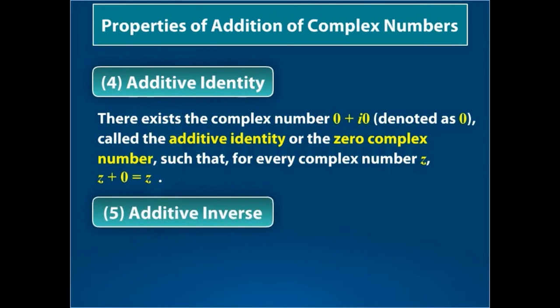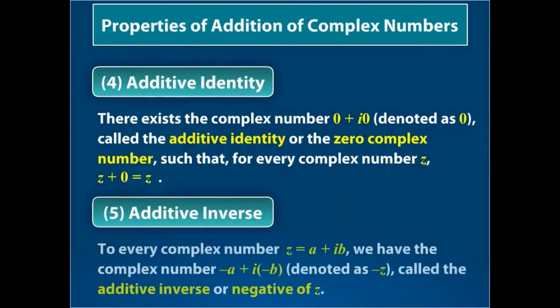Existence of additive inverse. To every complex number z equal to a plus ib, we have the complex number minus a plus i minus b denoted as minus z called the additive inverse or negative of z.